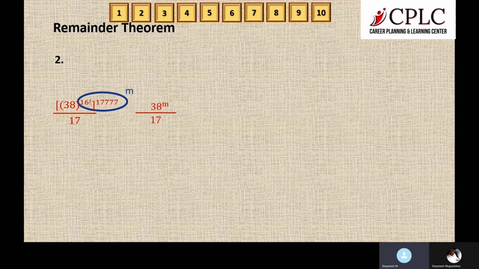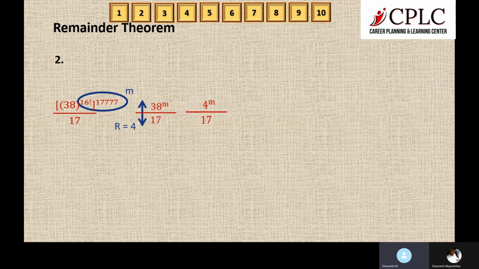What is the remainder? Whenever the numerator is bigger than the denominator, always divide the numerator by the denominator and you will get 38 divided by 17. Replace the number by the remainder. You get 4 as the answer. So now your question changes to 4 raised to m divided by 17.